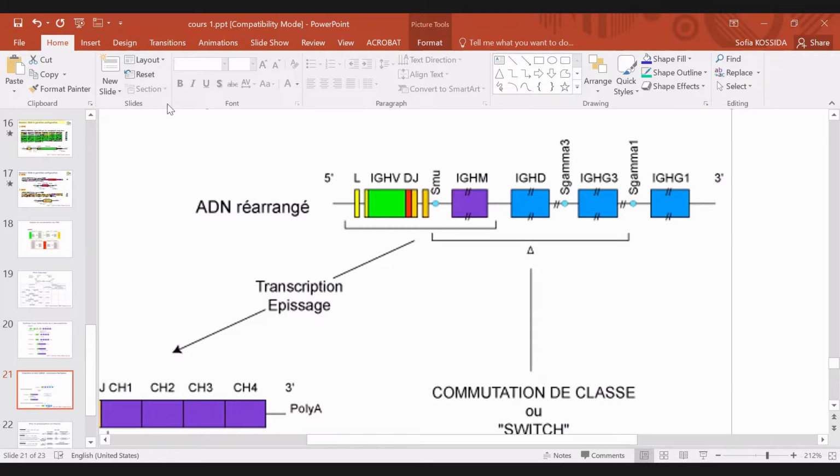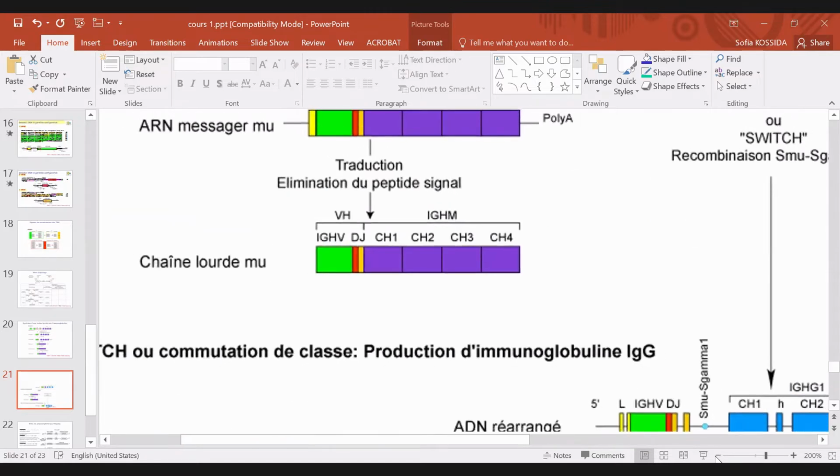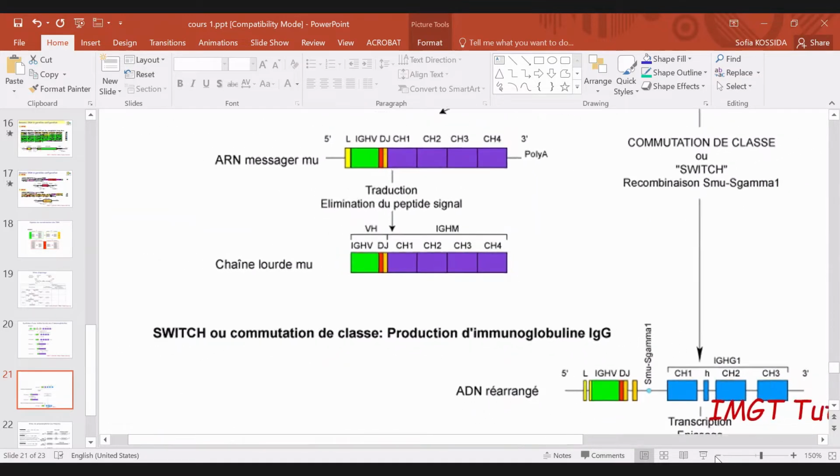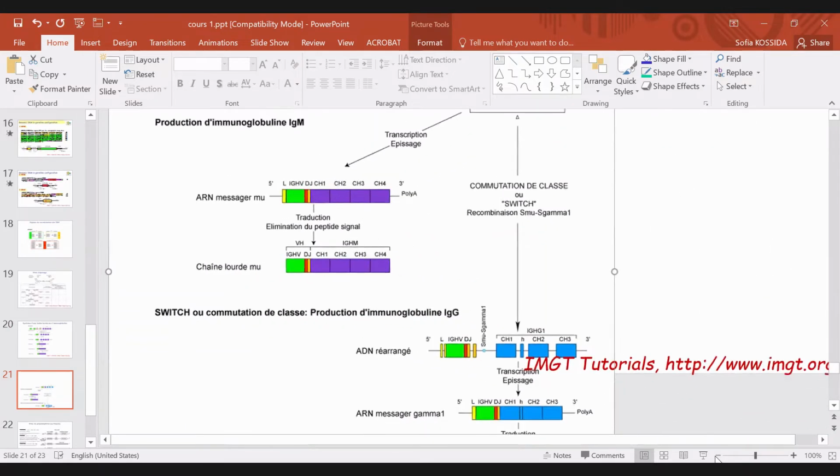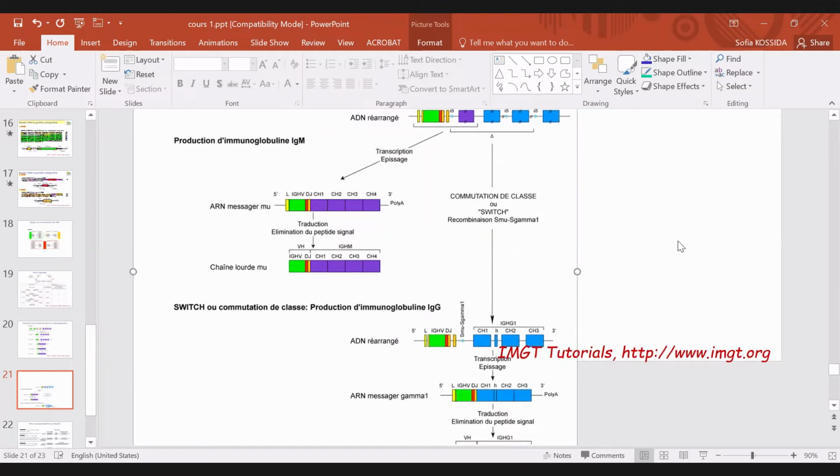So if we follow this time this arrow, I'll make it smaller again. I'll make it normal, that is this time. We follow this arrow down here.